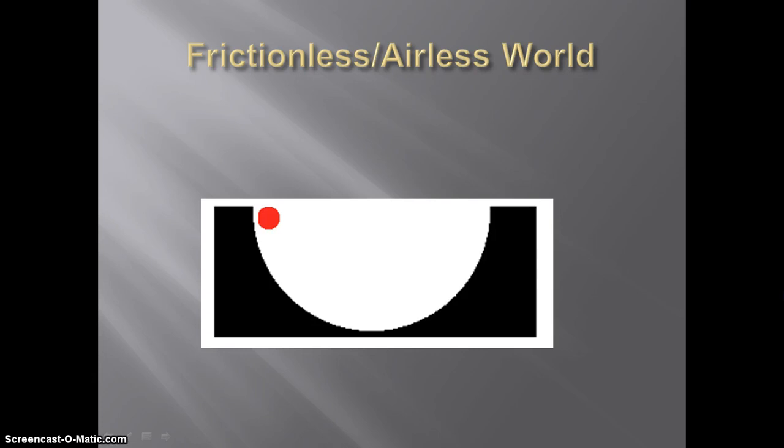So let's take a look at some examples in a frictionless, airless world. Here we have a semicircle ramp with a ball that we release, and the ball begins to fall down the ramp. That potential energy is converted into kinetic, which the ball can then use to roll back up the other side of the ramp. That kinetic energy has now been reconverted into potential.